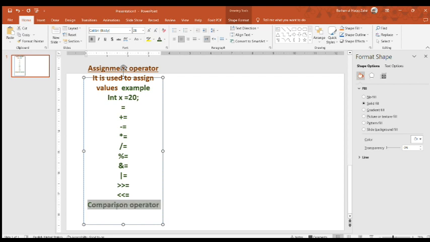This is also another type of operator that we learned in our previous video and lecture. What is the comparison operator? Comparison operators are basically used to compare values or variables. If you want to compare a value or variable, then you use a comparison operator. These are also used in C++.